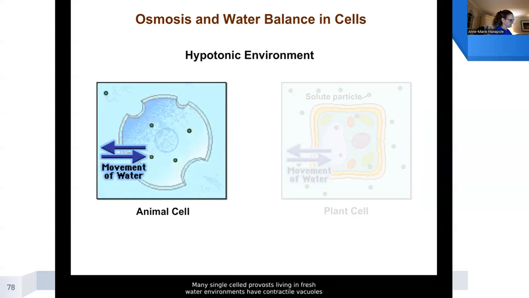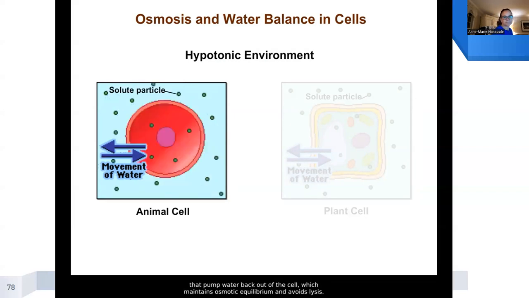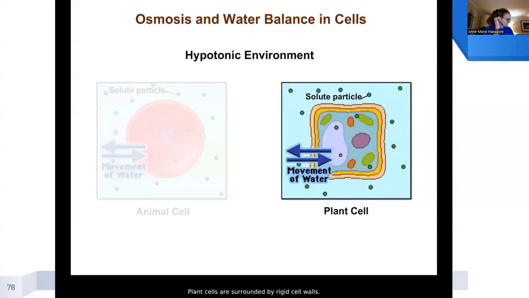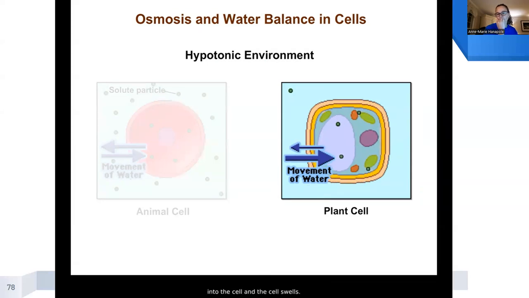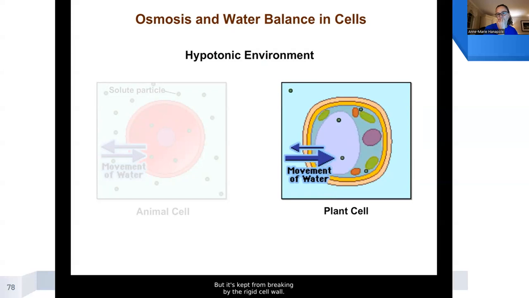Many single-celled organisms live in hypotonic environments. Plant cells have rigid cell walls. When plant cells are exposed to a hypotonic environment, water rushes into the cell and the cell swells.